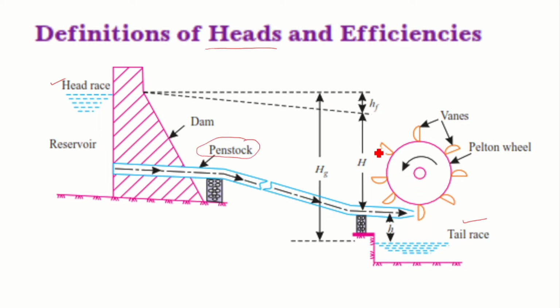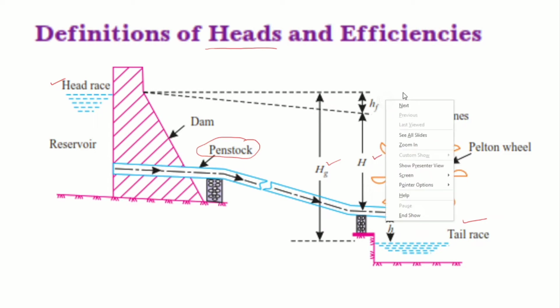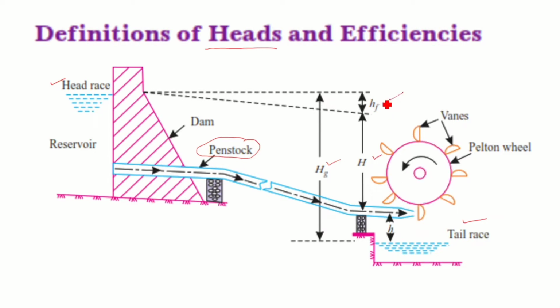In this figure, there is a term known as HG. HG means gross head, H is the net head, and HF is the head loss due to friction. The gross head is the level difference between the head race and the tail race.